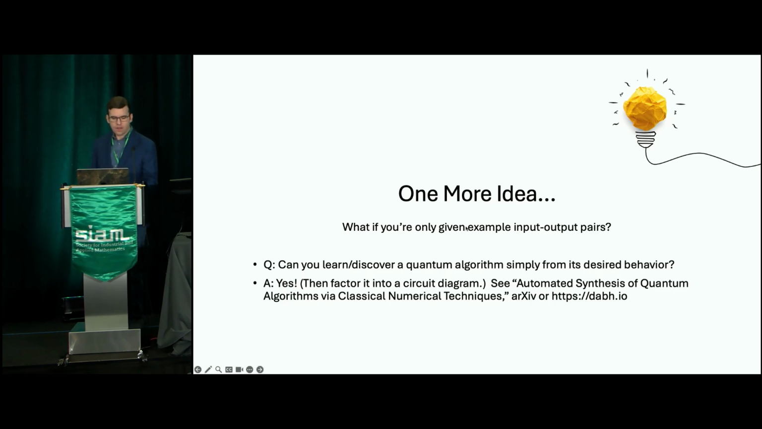And let's see, what if we're only given example input-output pairs? So to make the problem even harder, what if we're not even given the unitary matrix U that's describing our circuit? What if we're just given a collection of input states and desired output states? You tell me what you want this quantum algorithm to do, but you have no idea what the quantum algorithm or the circuit looks like. This is the next level of difficulty. Can you still figure out what the quantum circuit or the quantum algorithm should be? It turns out the answer is yes. You can derive the matrix U, and then using those algorithms I mentioned on the last slide, factor that into a circuit diagram. So I have a preprint you can read, or find me in the break and ask questions.